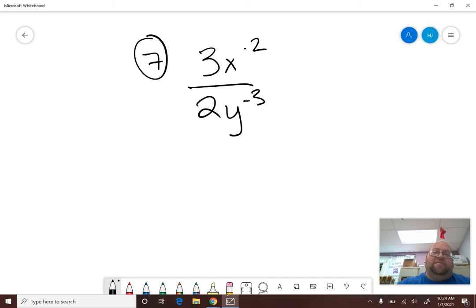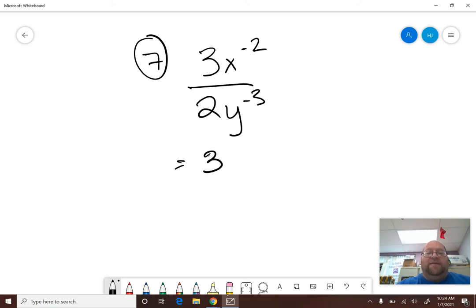Also erase my negative, but I can put that back. Okay, so what we need to think about is what needs to stay and what needs to go, okay? So let's think about this for just a second. The 3, does it need to stay or does it need to go? Well, there's no negative that's being applied to it, so we can just leave it where it is, okay?